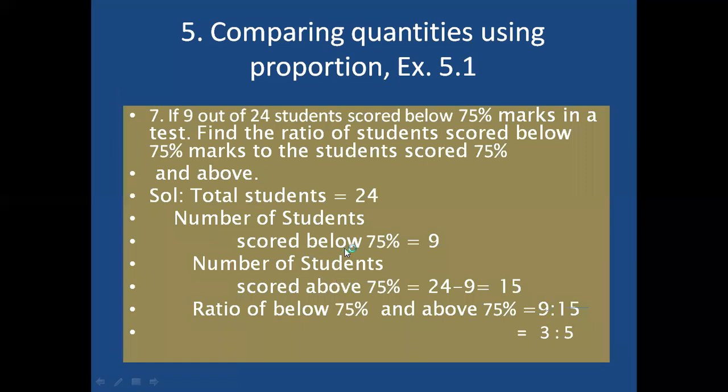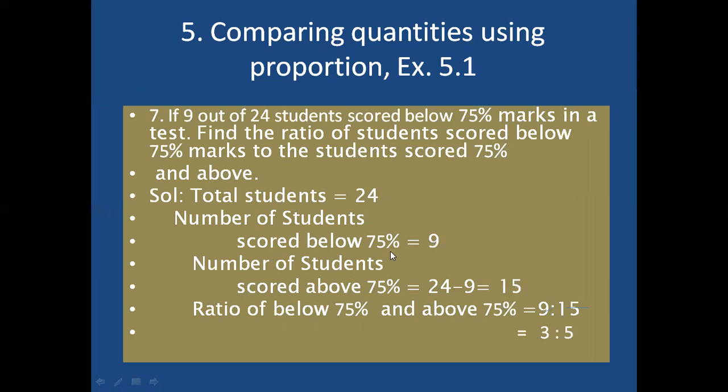Now the next one is question number 7. 9 out of 24 students scored below 75% marks in a test. Find the ratio of students who scored below 75% marks to the students who scored 75% and above. The total number of students is 24. The number of students who scored below 75% is 9. So the number of students who scored 75% and above is total students minus students who scored below 75, that is 24 minus 9. So 15 students scored 75% and above.